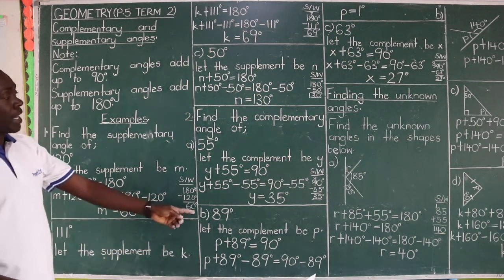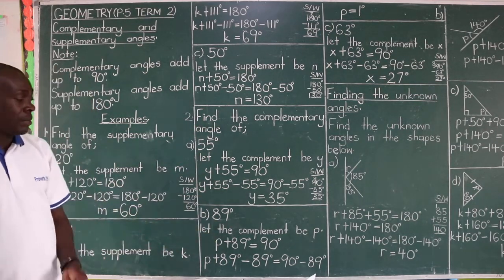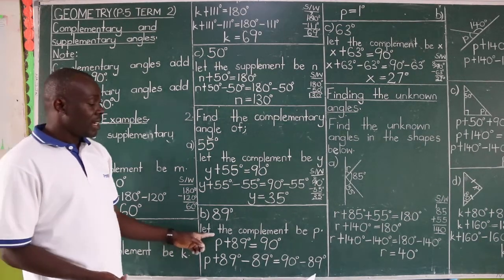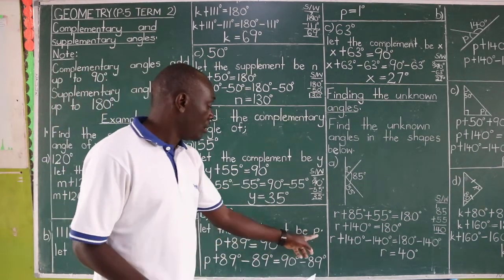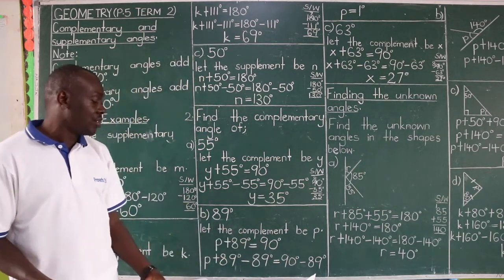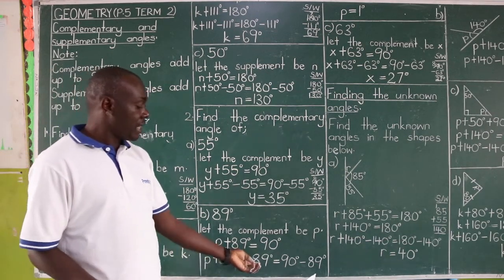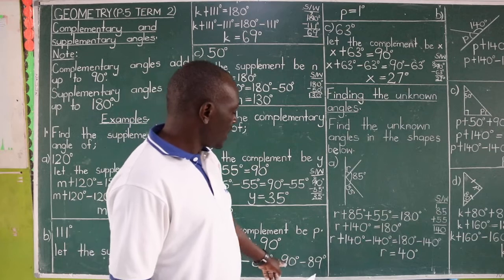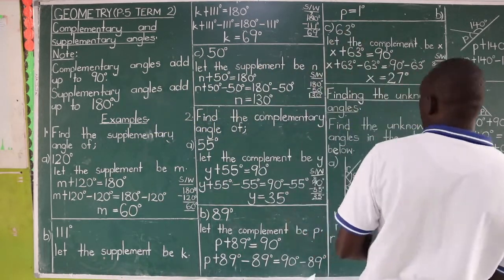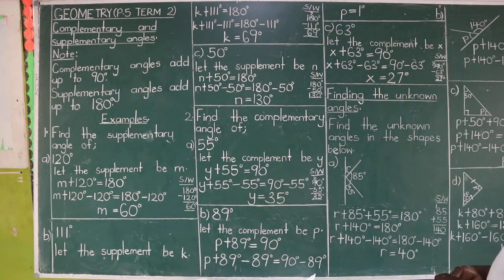As we look at part B, find the complementary angle of 89 degrees. Remember, complementary angles add up to 90 degrees. You say, let the complementary angle be P. You say P plus 89 degrees equals 90 degrees. Solve the algebra and say P plus 89 degrees minus 89 degrees equals 90 degrees minus 89 degrees, which P is 1 degree. So the complement of 89 degrees is 1 degree.